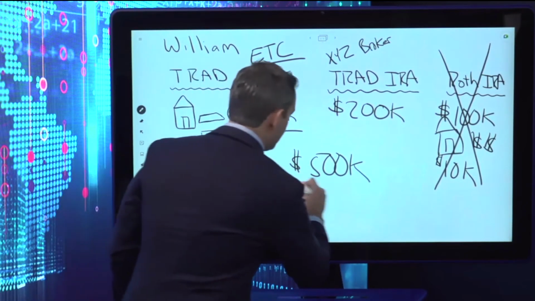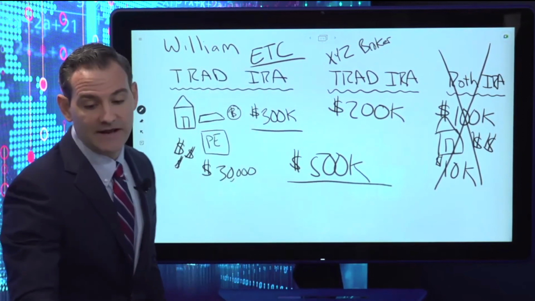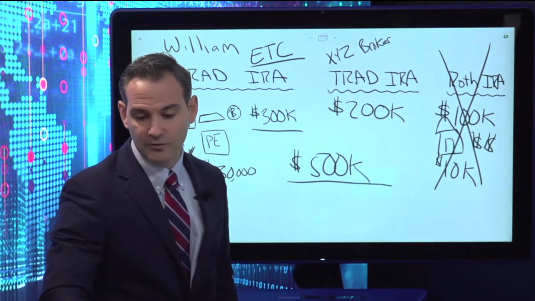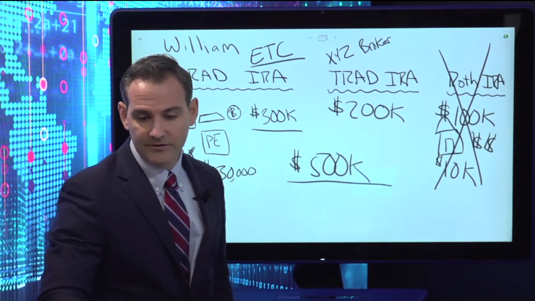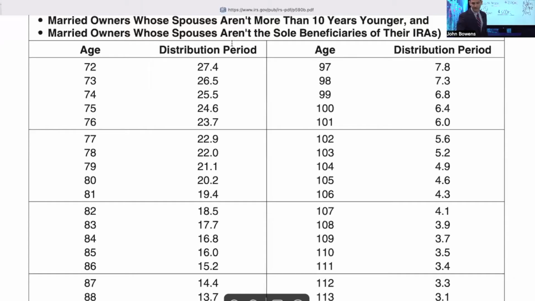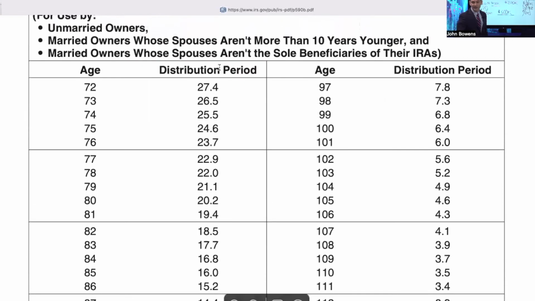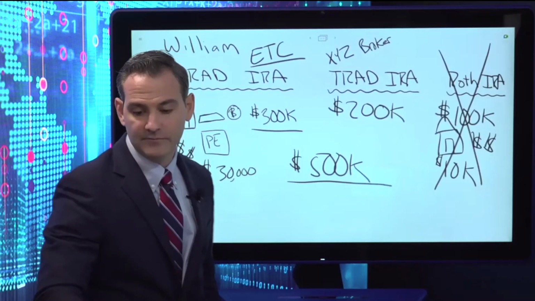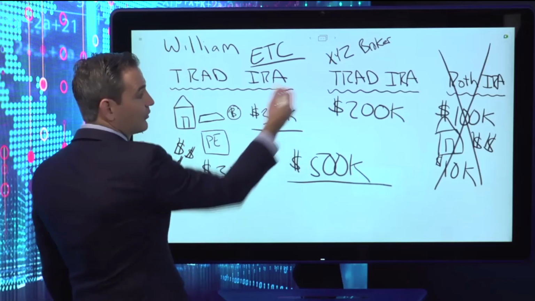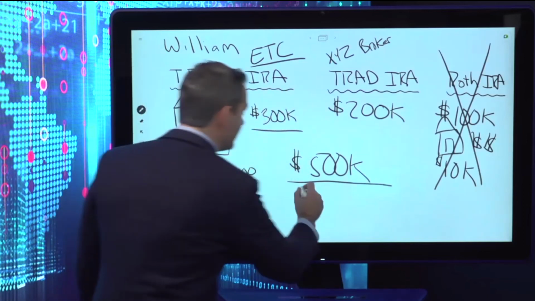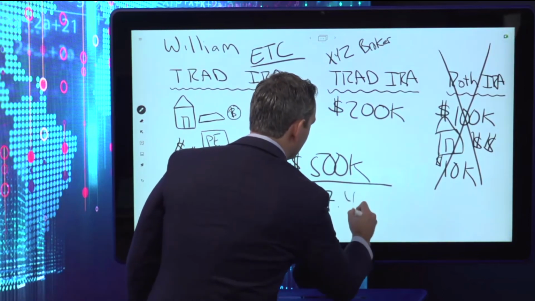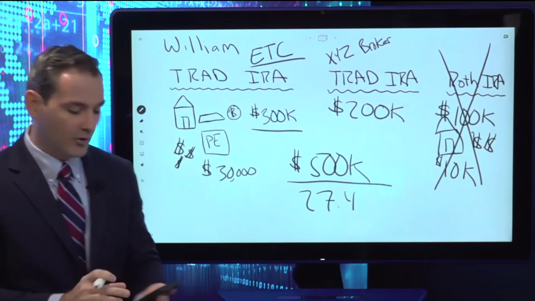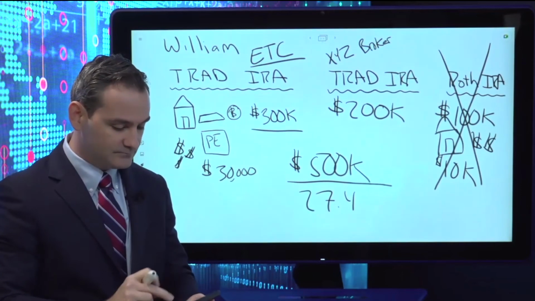And then we have to look at what our denominator is. So let's go back to our IRS life expectancy table. Again, this is for someone whose spouse is not more than 10 years younger. And we look at 72 and our divisor is 27.4. Okay, so our numerator is our total portfolio balance. Our denominator is going to be 27.4. Okay, so let's go ahead and perform that calculation.